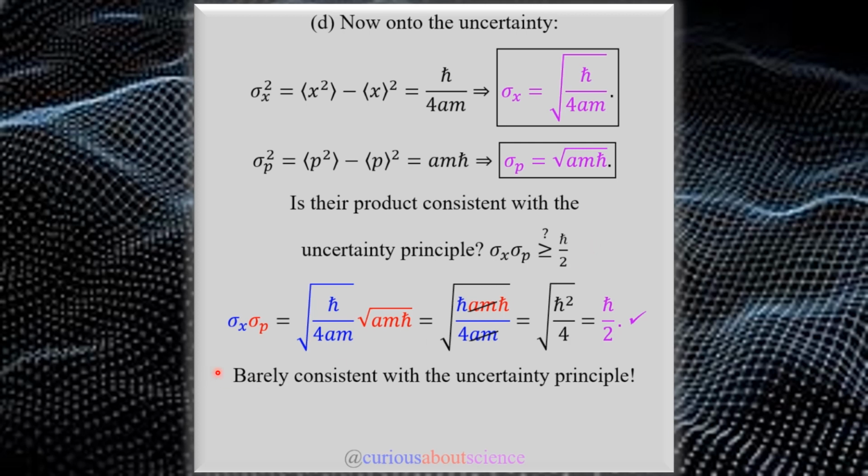Color coding it again makes quick work, both in the square root, so combine them. Quickly you see that am and am cancel, so it doesn't actually matter what the mass of the particle is, because they're going to cancel anyways in the uncertainty picture. But we do realize we have h bar squared over 4, which is h bar over 2 squared, and the square root and the square cancel, leaving us with h bar over 2. We love to see it, easy enough. But what this shows is this is barely consistent with the uncertainty principle.